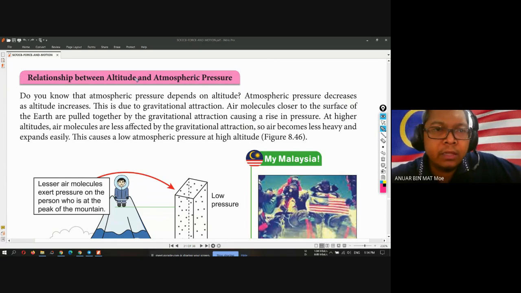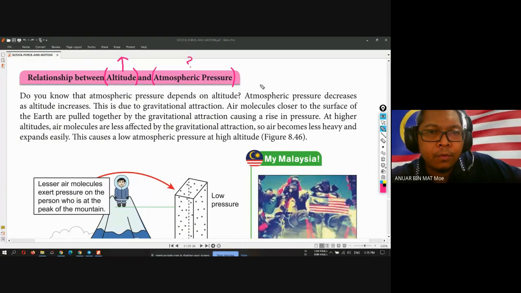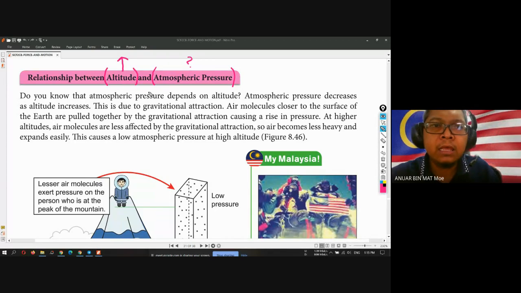Chapter 9 is Earth. There is a relationship between the altitude and the atmospheric pressure, or the air pressure. If the altitude is higher, what happens to the atmospheric pressure, class? Anybody? Who can give me any idea? Is it lower? Okay, sorry, class. Again: if altitude increases, does atmospheric pressure increase or decrease?